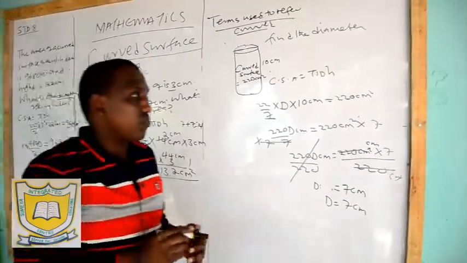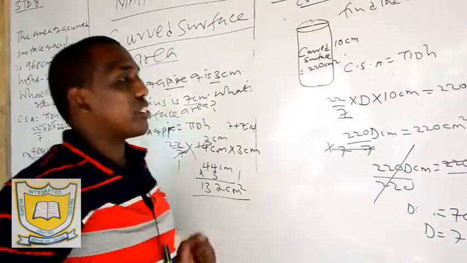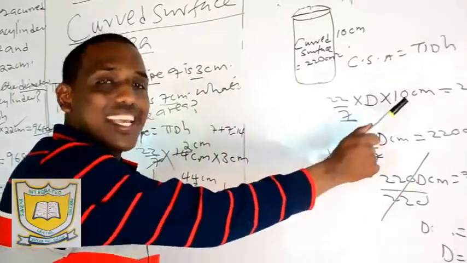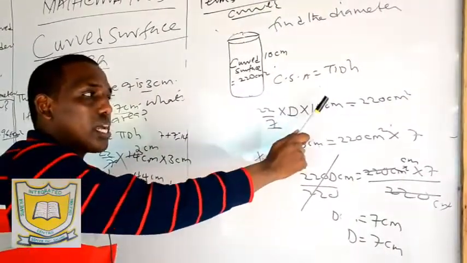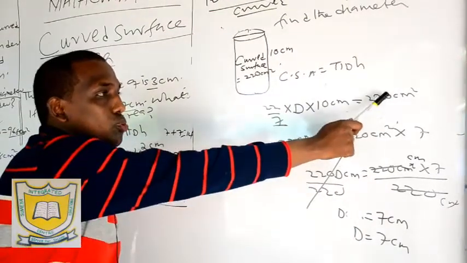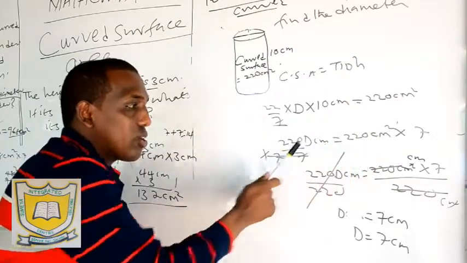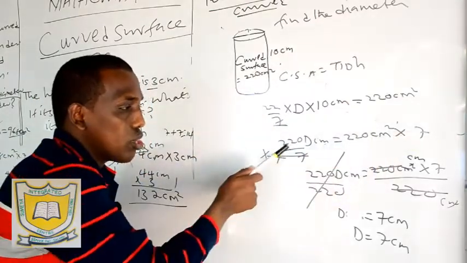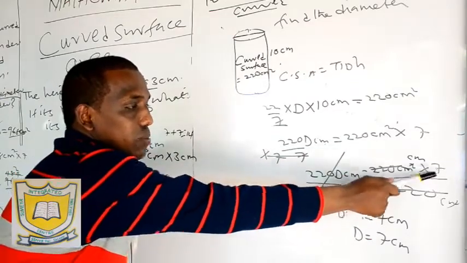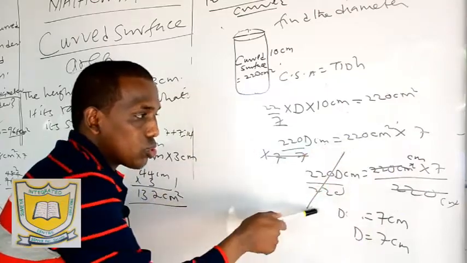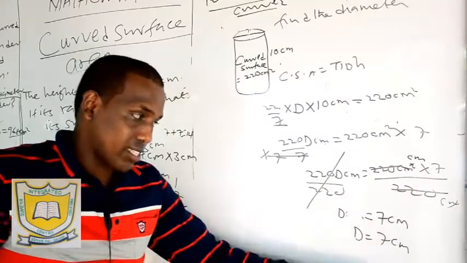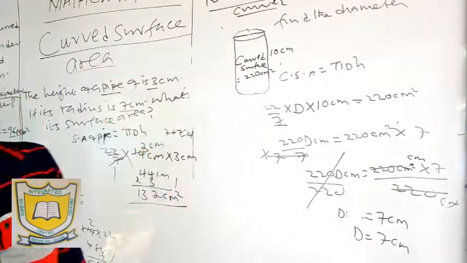So it is very simple. You only use the formula πdh: 22 over 7 times diameter d, which we don't know, times height, which is 10. 22 times d times 10, because 7 is not divisible by 10, you get 220d. d is equal to 220 centimeters squared, the total area, times 7; 7 times 7 cancel, and 220 over 220 cancel. The diameter is 7. Radius, if they ask, divide by 2, is 3.5. That's how we find it.